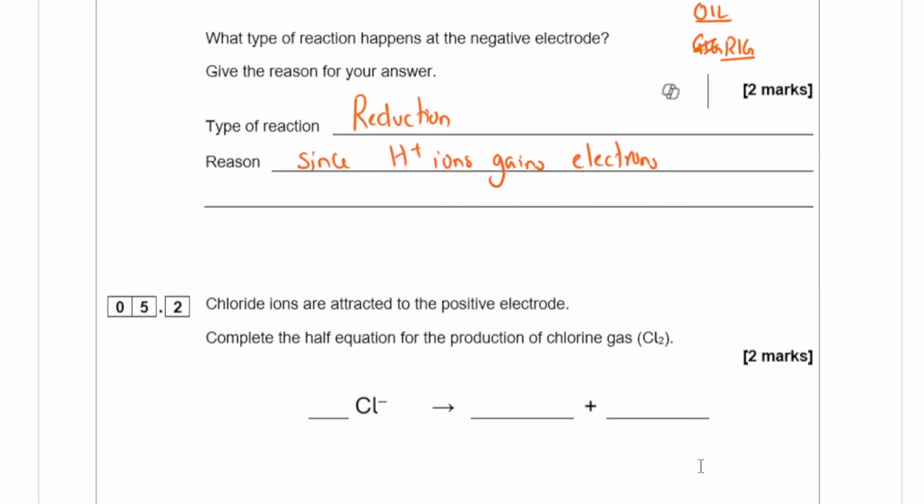Chloride ions are attracted to the positive electrode. Complete the half equation for the production of chlorine gas. So you're trying to make chlorine gas, which means you will have Cl2 on this side. To get Cl2, you will need 2 chloride ions, which means you will have to remove an electron from both of these ions. So you'll have 2 e minus on this side.